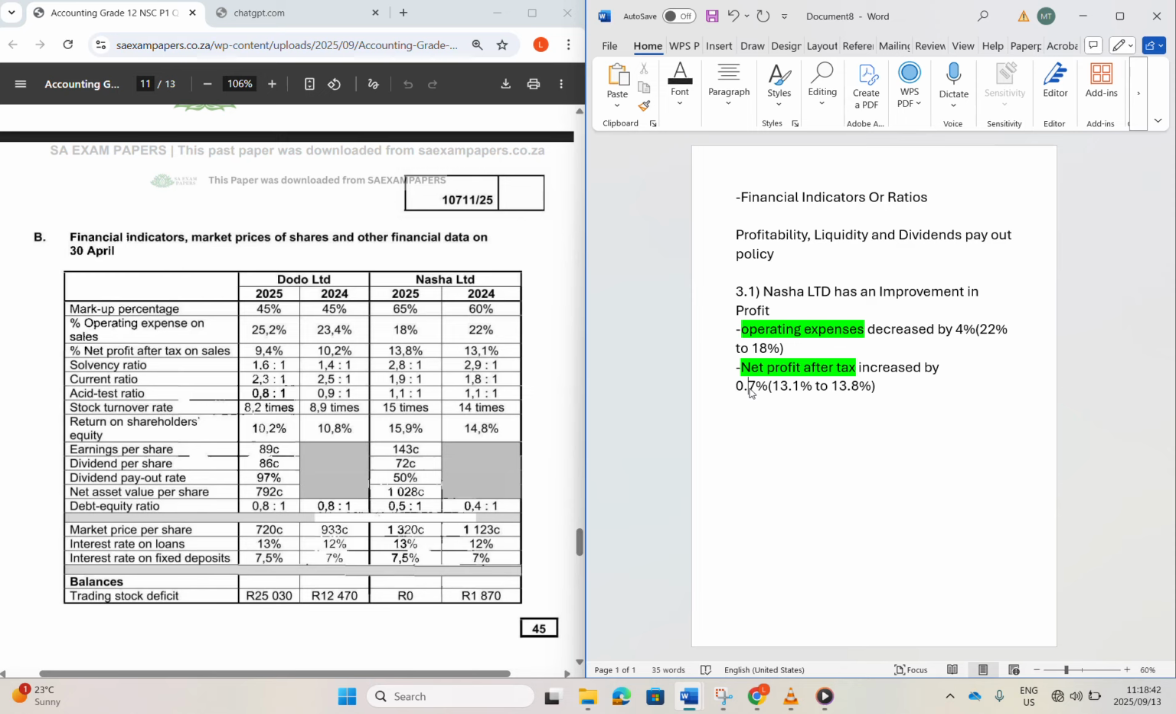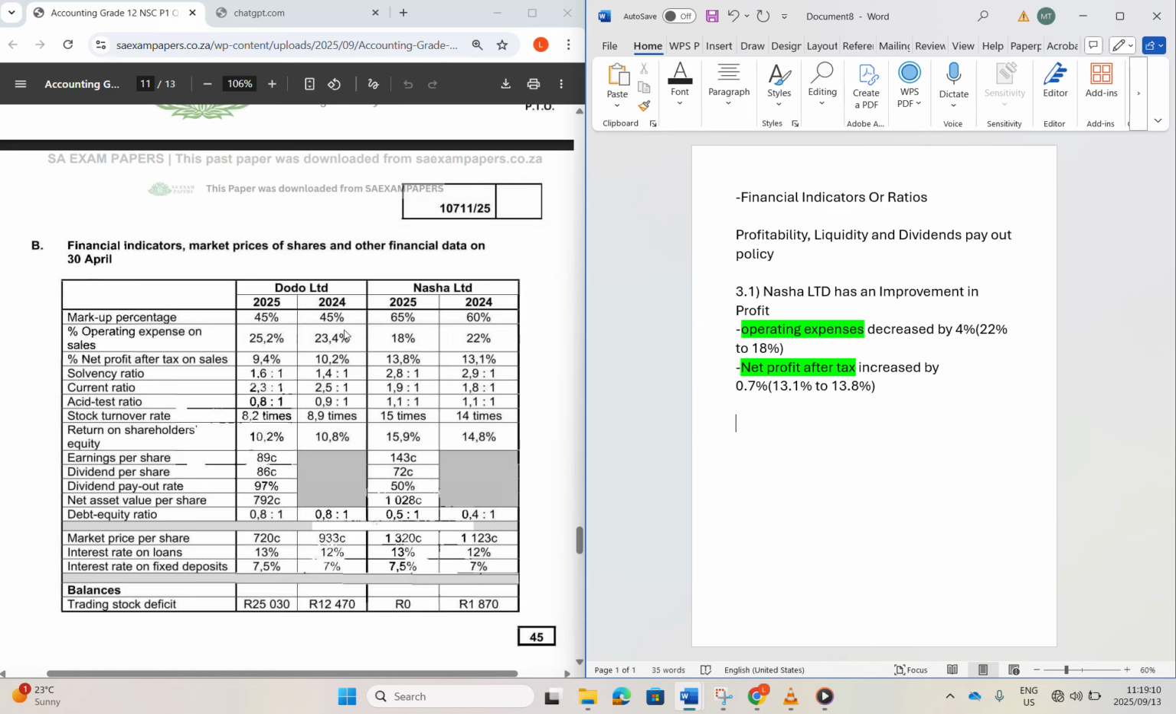13.1 minus 13.8. Yeah, it's 0.7%. So that's a good thing compared to this one. This one is not an improvement. I think their things decreased whereas expenses increased. So note that a decrease in expenses is a good thing. A decrease in percentage of expenses is a good thing. So I think we're done with this question.